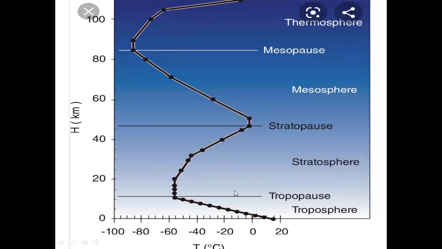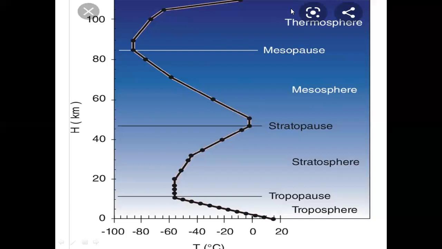So you can see the increase and decrease of temperature is alternate. In troposphere the temperature decreases from 17 to minus 55 degrees centigrade. In stratosphere the temperature increases from minus 55 to minus 5 degrees centigrade. In mesosphere it decreases, and in thermosphere it increases. So the change in temperature is alternate: decrease, increase, decrease, and increase.